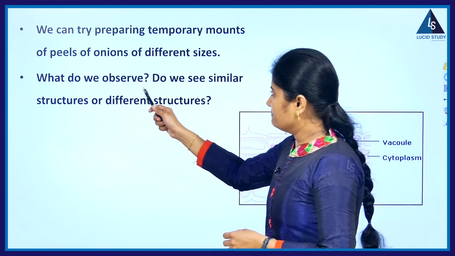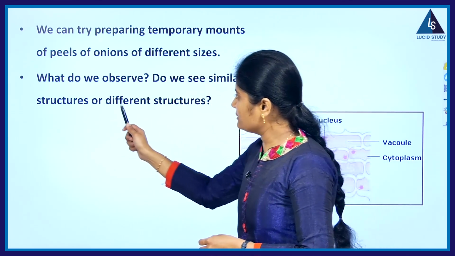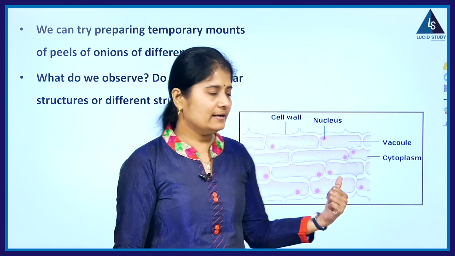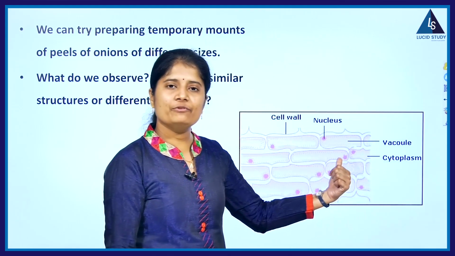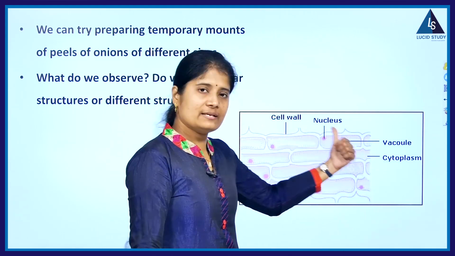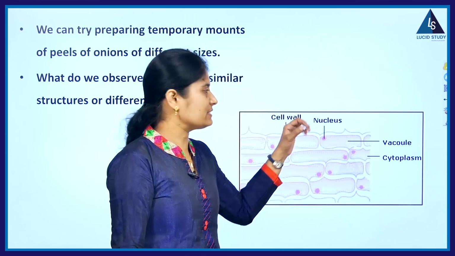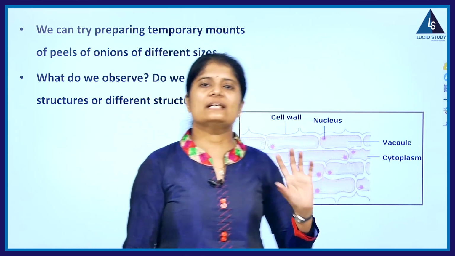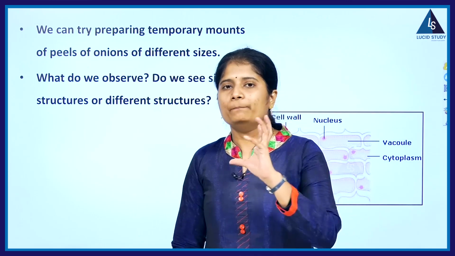What do we observe? Do we see similar structures or different structures? See here in the diagram how you can view the structures. Are they similar or different? So the structure is the same, with the cells arranged in a brick-like manner.